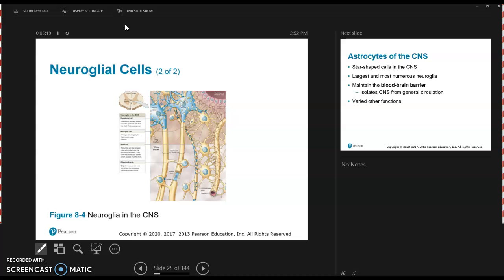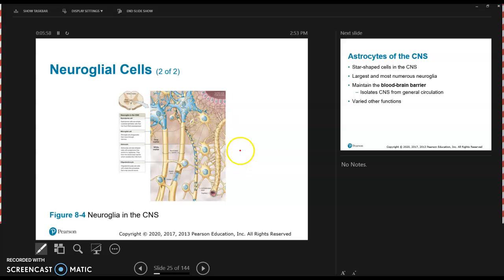So this image is showing you the different neuroglia within the central nervous system. Ependymal cells, which are right here, are simple cuboidal epithelial cells, so that's an example of where you would see that tissue type. And they line the fluid-filled passageways of the central nervous system.